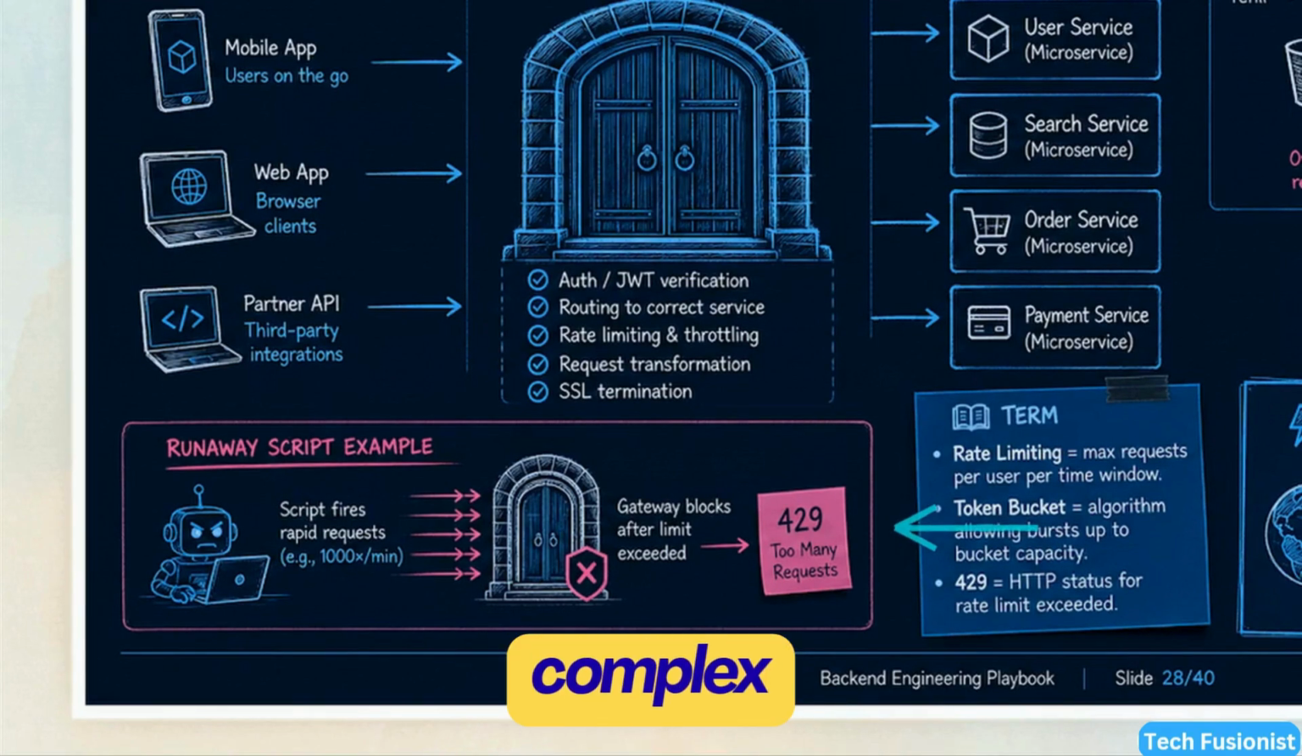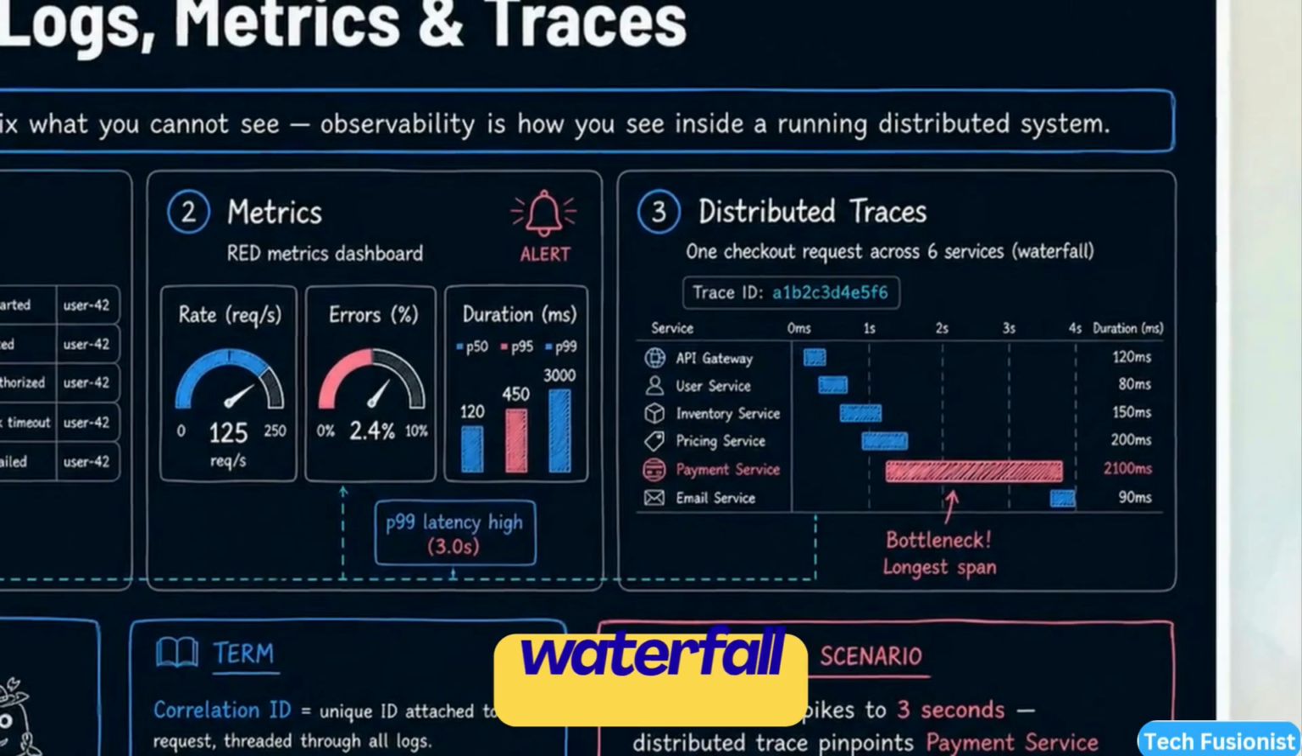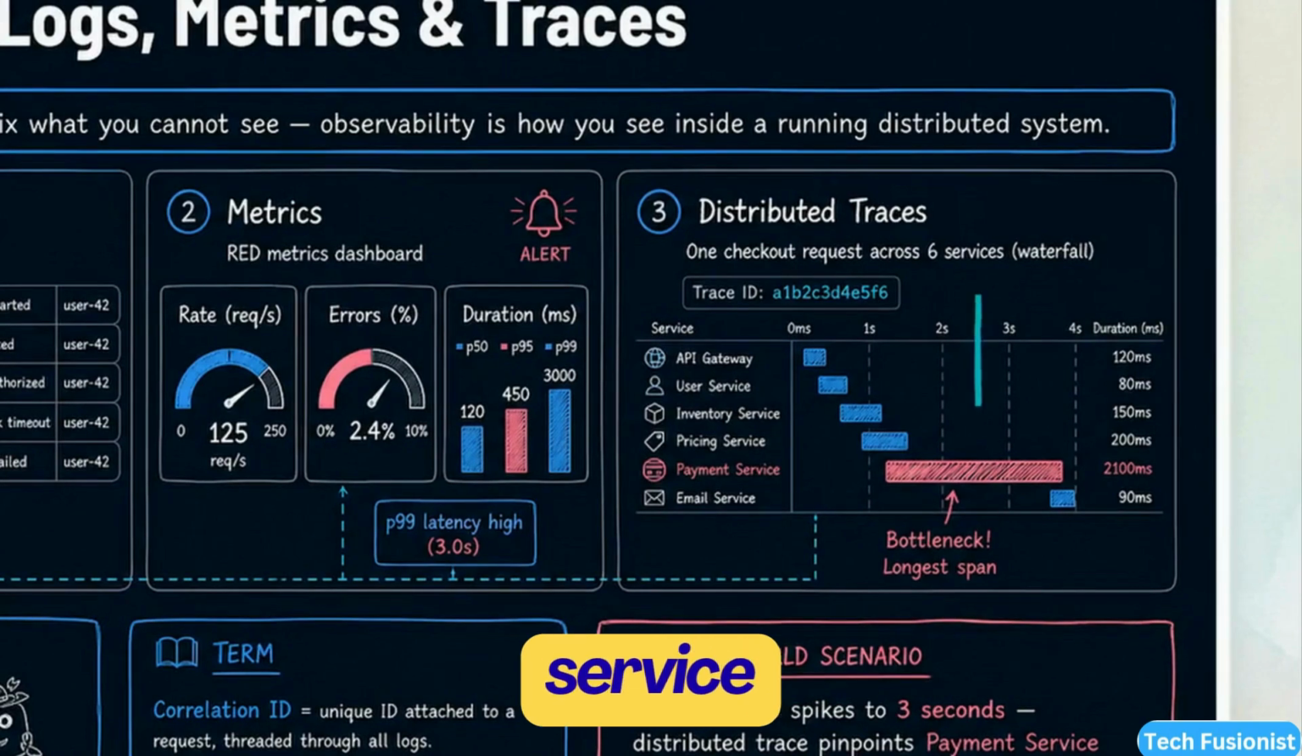Finding a problem in a complex network is difficult. This dashboard shows a distributed trace. It follows a single request through the entire system, using this waterfall chart to pinpoint the exact service that is causing a delay. We also install safety valves called circuit breakers.